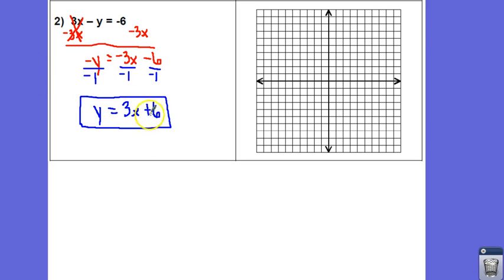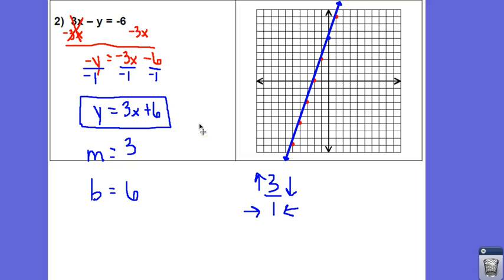So pause the video now and then finish the graph. So remember, we need to figure out what our slope is, and then we need to figure out what our y-intercept is. Once we know what our slope is, we need to draw our arrows, figure out our y-intercept that tells us our starting point, and then we need to finish the graph from there. Pause the video now and do that. So you should be done with the problem now, and your graph should look like this. Okay? So let's move on to the next problem.